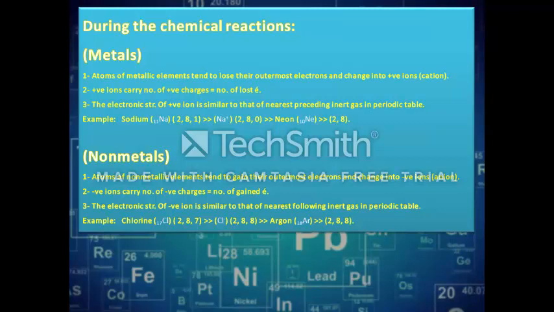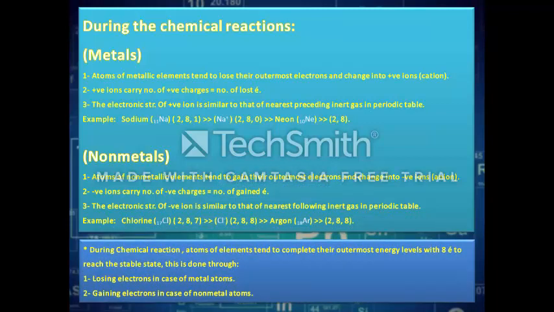Example, chlorine Cl17, its electronic configuration is 2,8,7. It becomes chloride Cl minus, 2,8,8. It is similar to argon Ar18, 2,8,8.